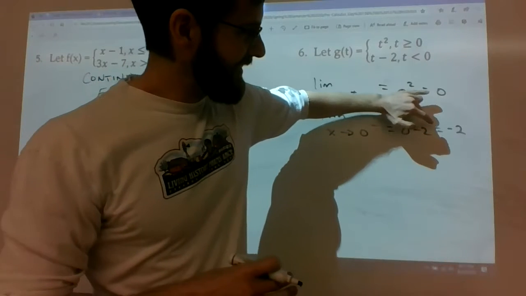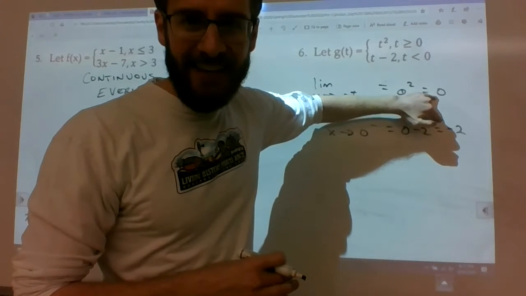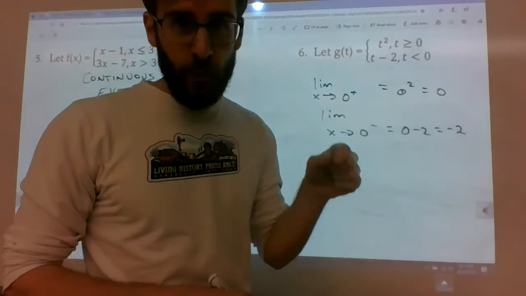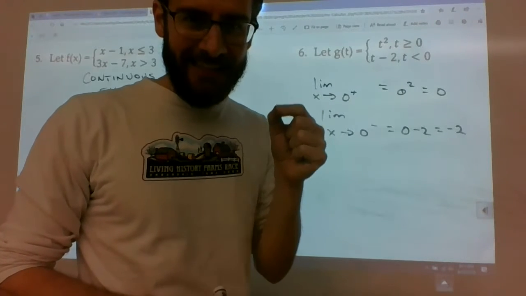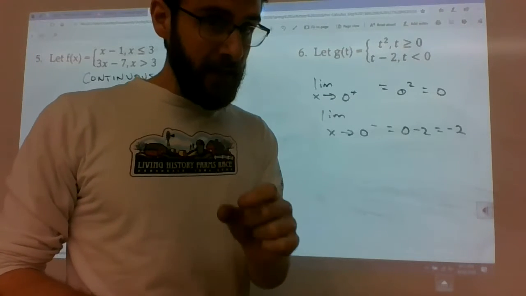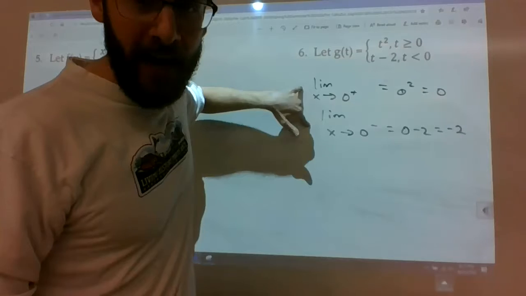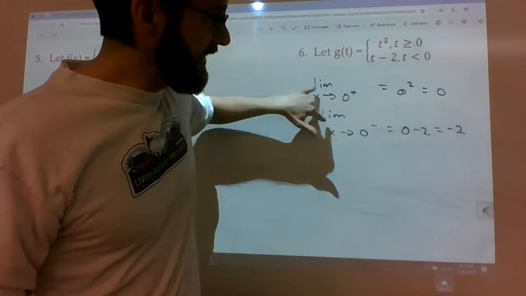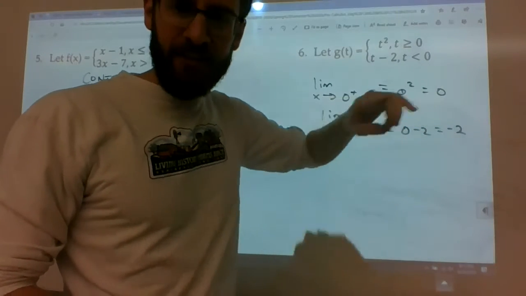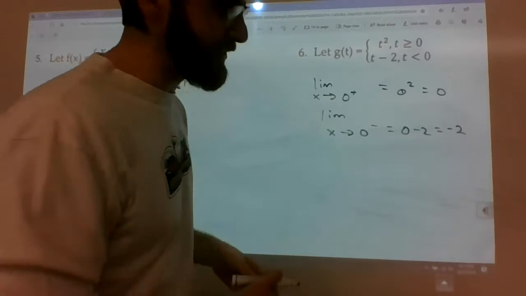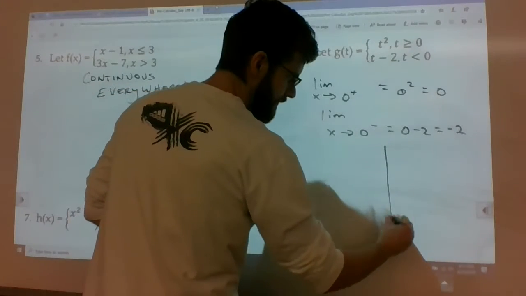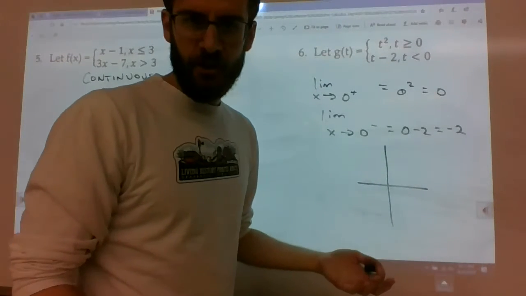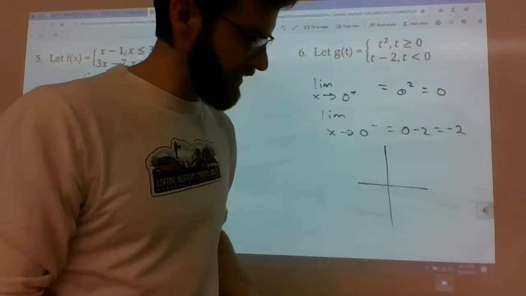And here's the thing. Non-removable discontinuities are ones in which the limit does not exist. The limit exists if these two match up. The limit does not exist here. In fact, let me just draw a quick graph of this for you. I don't expect you guys to do it, but just recognize that there's some real logic here.